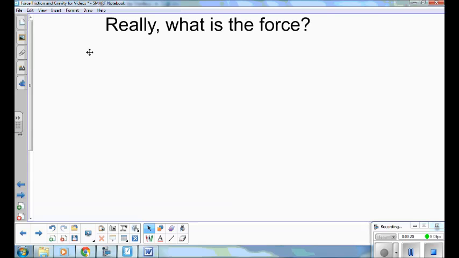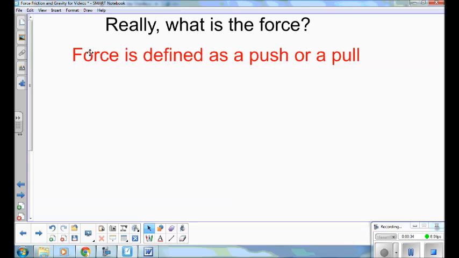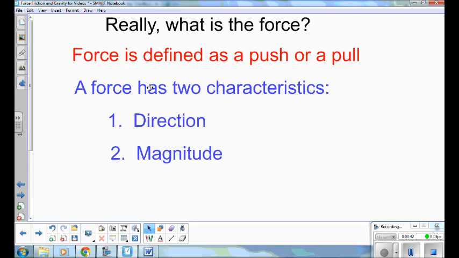When we consider what the force is, it has a really straightforward definition. It is defined as a push or a pull. One of the cool things about force is that it has two fundamental characteristics. One is that all force has direction, and the second is that all force has magnitude.